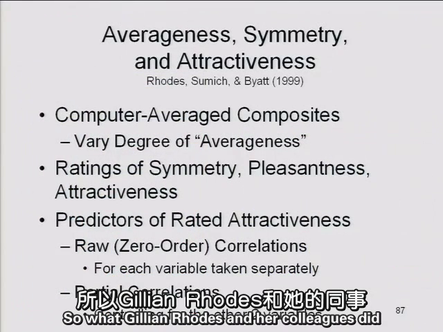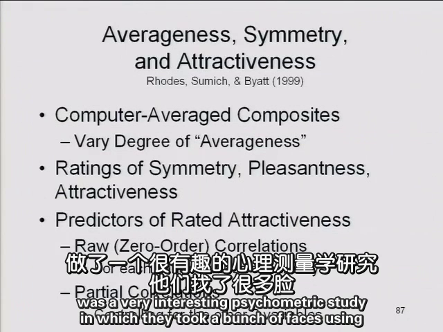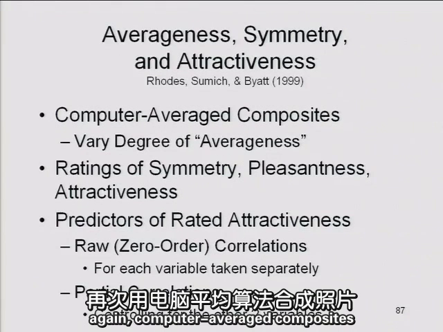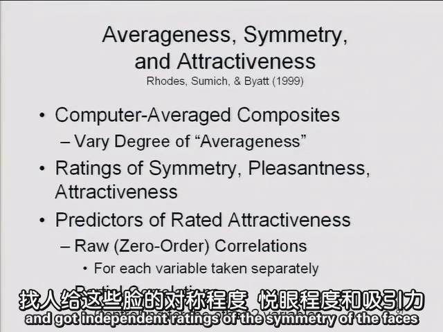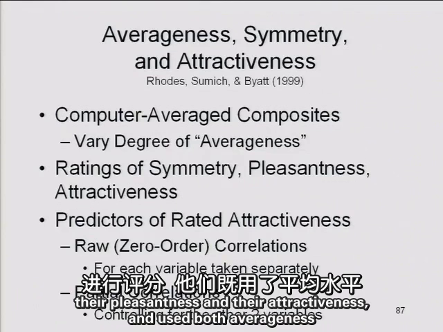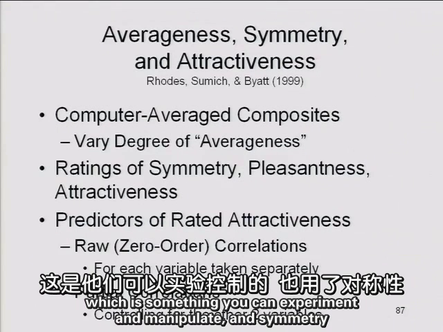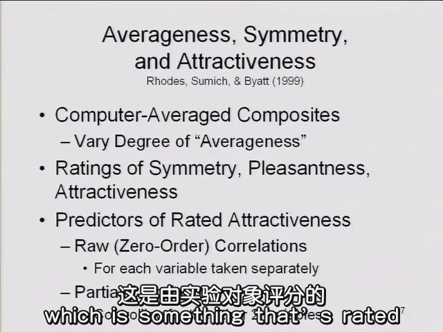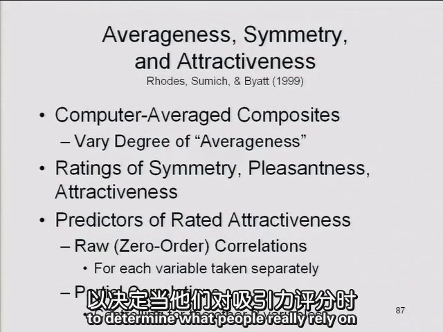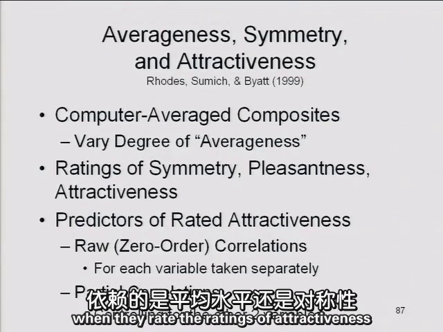So what Gillian Rhodes and her colleagues did was a very interesting psychometric study in which she took a bunch of faces, again using computer-averaged composites, and got independent ratings of the symmetry of the faces, their pleasantness, and their attractiveness. They used both averageness, which is something you can experimentally manipulate, and symmetry, which is something that's rated, to determine what people really rely on when they rate attractiveness.